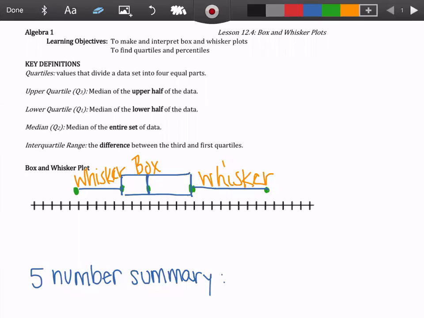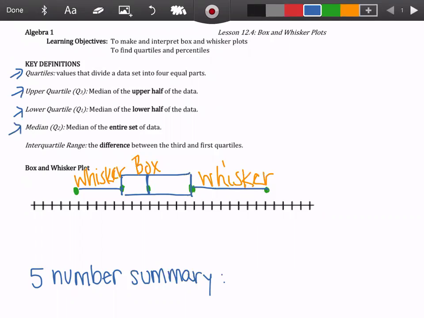So we have quartiles. Those are the values that divide a data set into 4 equal parts. You have the upper quartile, which is known as quartile 3. That is the median of the upper half of the data. Then we have quartile 1, which is the lower quartile, and that is the median of the lower half of the data.